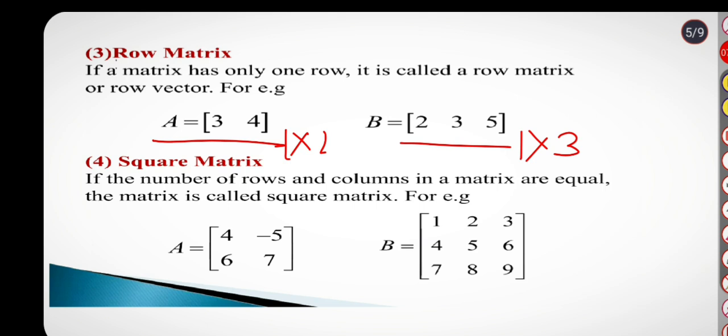Now for a square matrix: if the number of rows and columns in a matrix are equal, then we say that the number of rows and number of columns are the same. Here there are R1, R2 and C1, C2. There are 2 rows and 2 columns, so the order of this matrix is 2 cross 2. The number of rows is 2 and the number of columns is 2. So we can see that this is a square matrix.